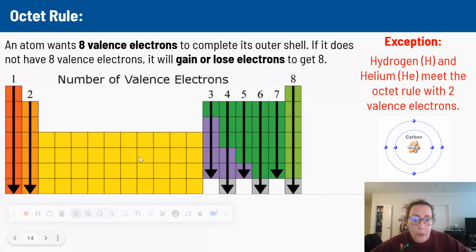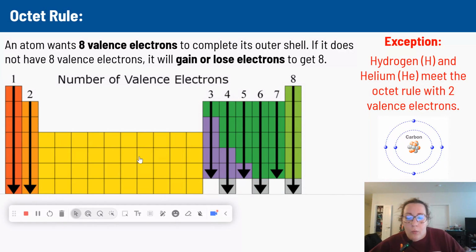In our previous video, we talked about valence electrons, and I said you will never have more than 8 valence electrons, and that is due to the octet rule. An atom wants 8 valence electrons to complete its outer shell. If it doesn't have 8, it's going to gain or lose electrons to get there. The only elements that currently meet the octet rule are the ones under the 8 column.